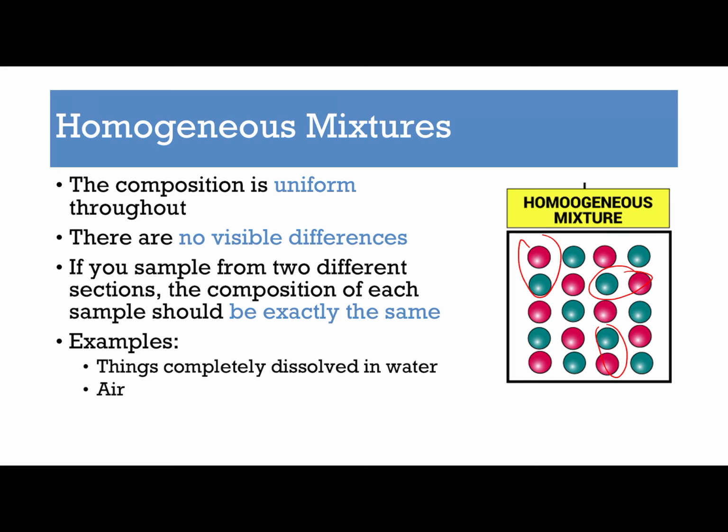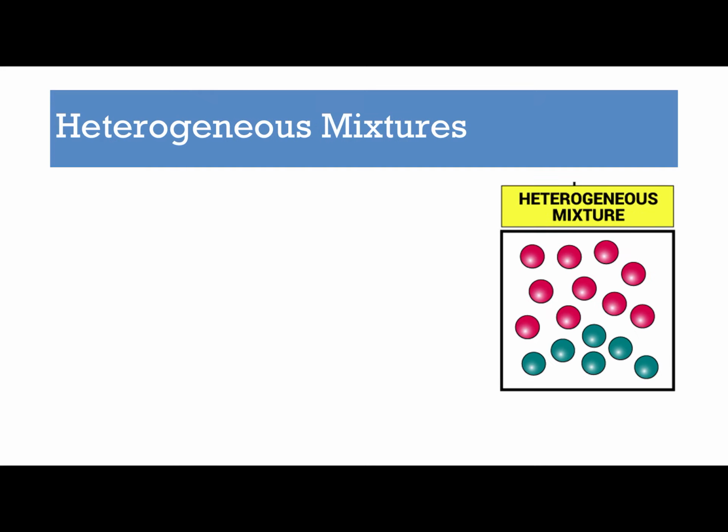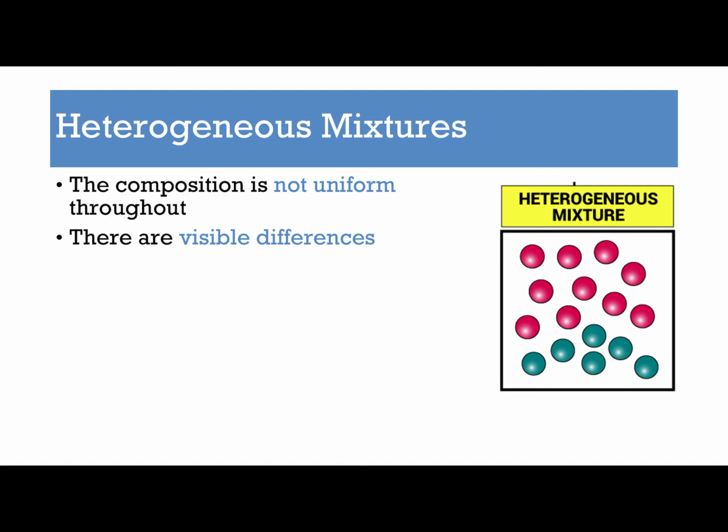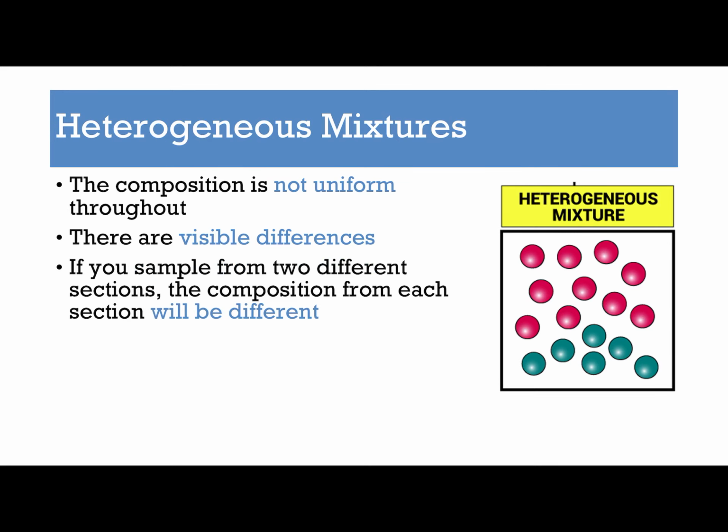And again, some examples of these are things dissolved in water, air, and there's so many more. So looking into heterogeneous mixtures, again, the composition is not uniform, and there are visible differences. So here you're able to visibly see the different pieces that make up that mixture. And if you sample from two different spots, the sections will be different.